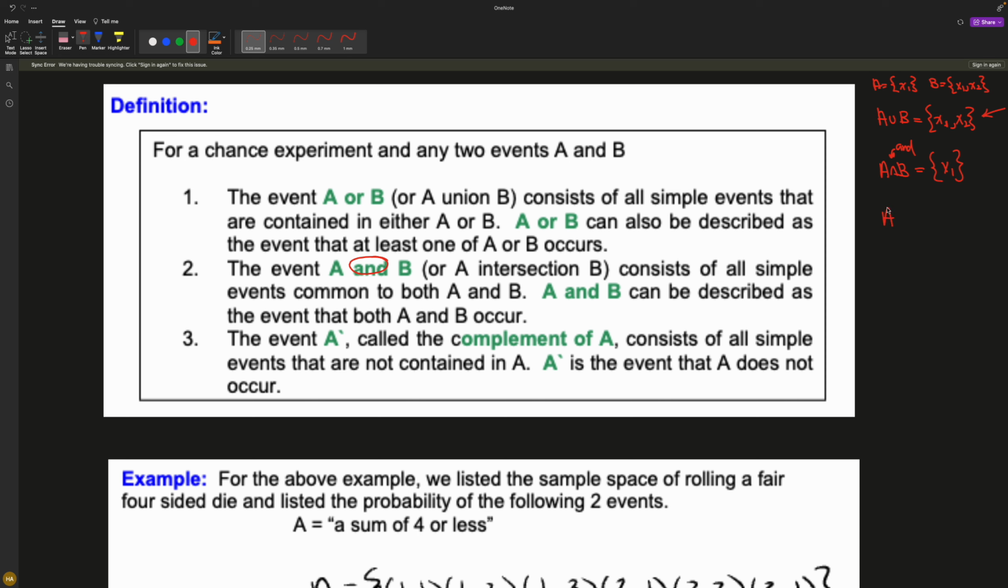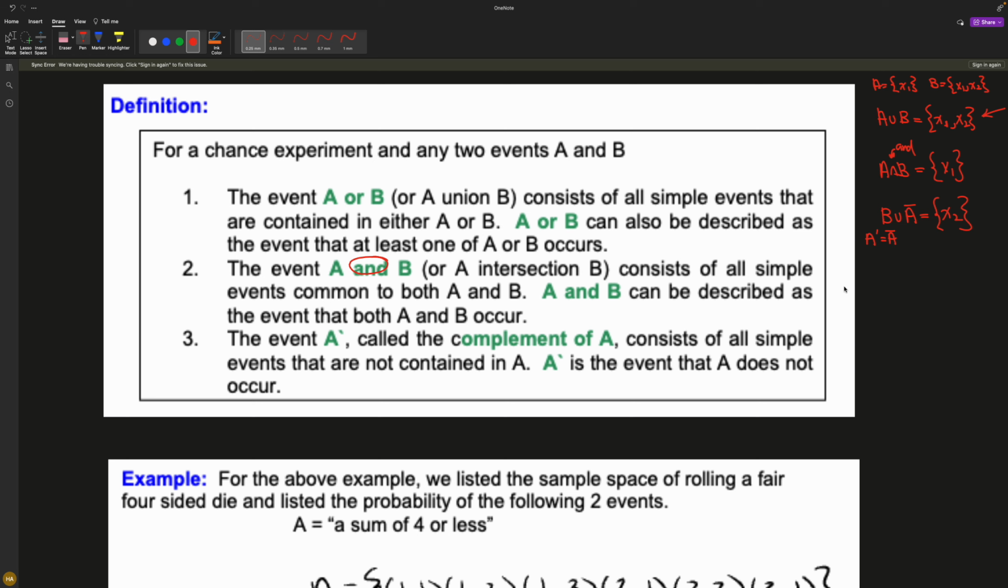A complement is basically not A. So if I am doing the intersection of B and A not, this is equivalent to this. What I'm saying here is B and not A. So x1 is in A, therefore I can't put it here. x2 is not in A. So that's how you do it.